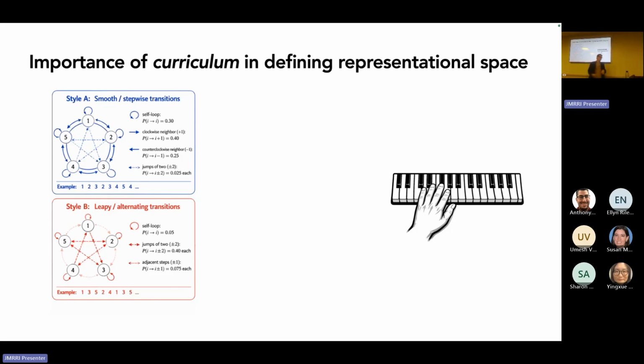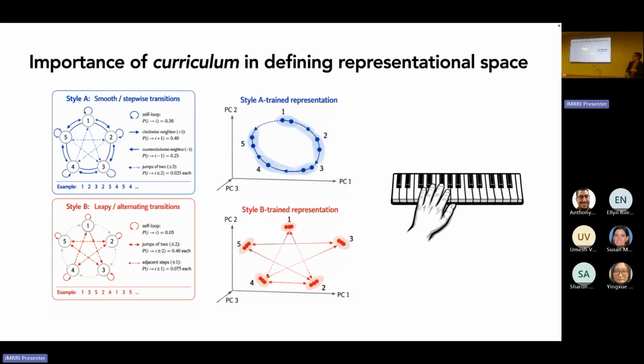So if you run the network this way, you can get very different representations just from the curriculum, right? So you get one that has this kind of ring shape, right? And this generalization representation, or this kind of star shape. Ultimately, what I'm going to say is that this defines how well you can do things.